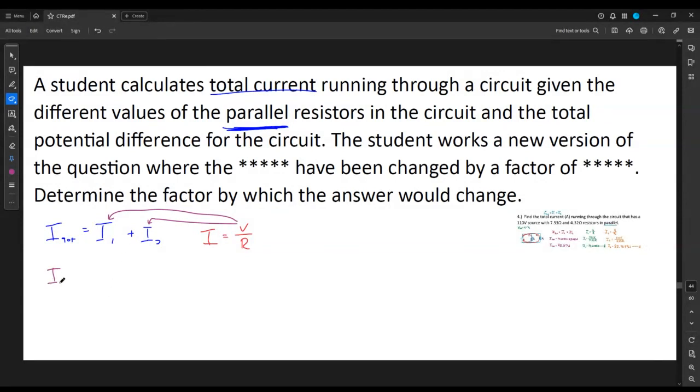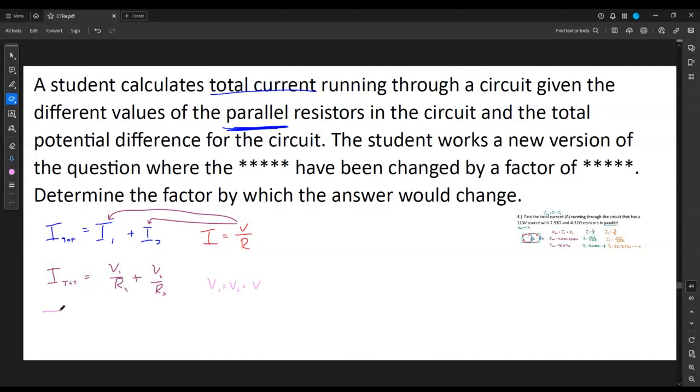So I total is going to be, for I1, V1 over R1. And then for I2, V2 over R2. Now, what's nice about a parallel circuit is that the potential, the V, is the same because there's only one source that's pushing current around multiple places. So specifically, V1 is equal to V2, and it's just whatever potential is on the full circuit.